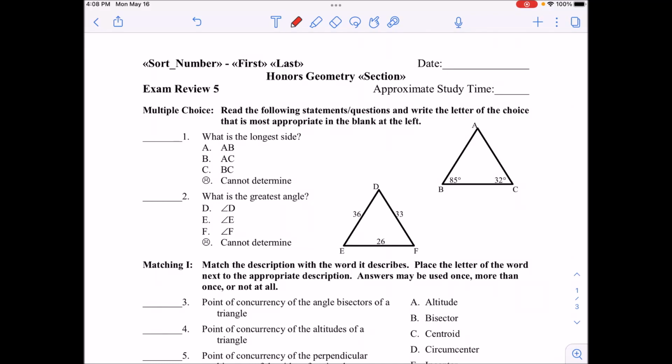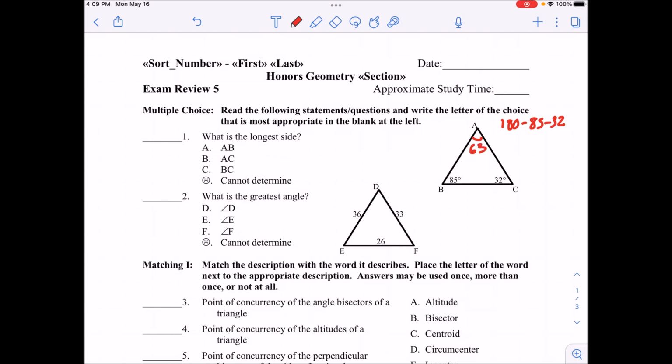So to begin going over your homework from last night, the longest side of a triangle is going to be opposite the greatest angle. Now we do have angle A, which is unknown, but I know that every triangle has 180 degrees in it. So if I subtract the two known angles of 85 and 32, I get an unknown angle here now of 63.